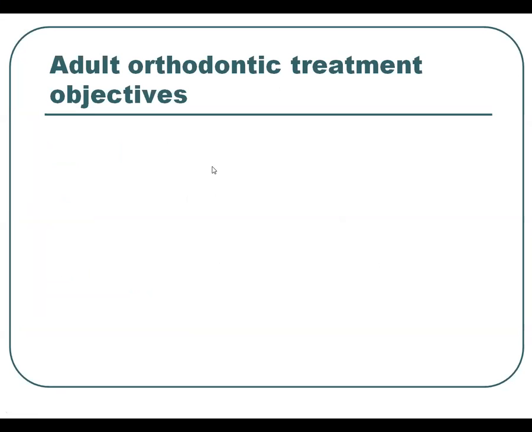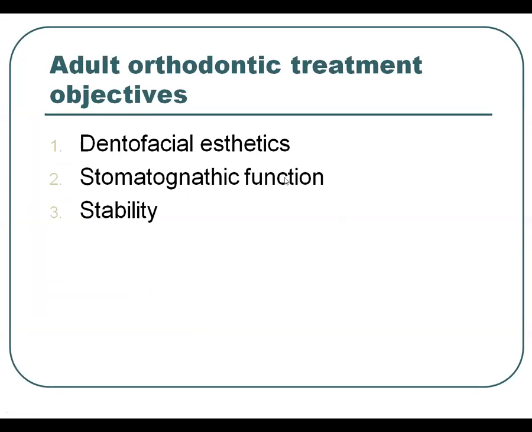Next, coming to adult orthodontic treatment objectives. There are mainly three objectives. One is dentofacial aesthetics. Adult patients seek orthodontic treatment mainly for aesthetic reasons, so our first consideration should be aesthetics. We have to give better aesthetics. And stomatognathic function, which means the function should be normalized. And the stability: whatever correction has been done has to be stable for the patient. So these are the three main objectives. As I said, normal occlusion is the fourth objective which has to be maintained.